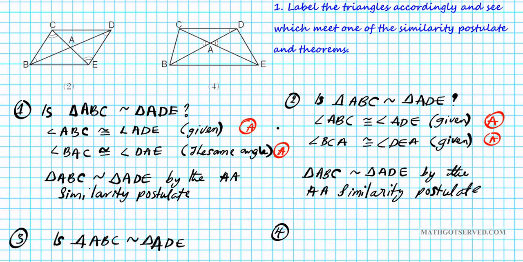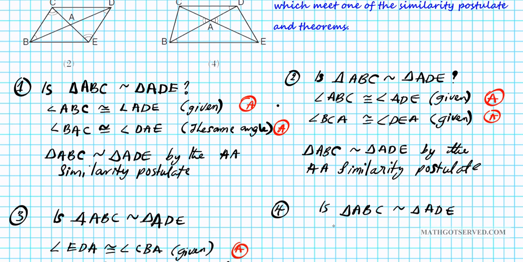Now, let's take a look at option number 4. Same question, is triangle ABC similar to triangle ADE in this situation right here? We're given the fact that angle BAC of triangle ABC is congruent to angle EAD. All right, so let's write that down. We know that angle BAC is congruent to angle EAD. That's a given.